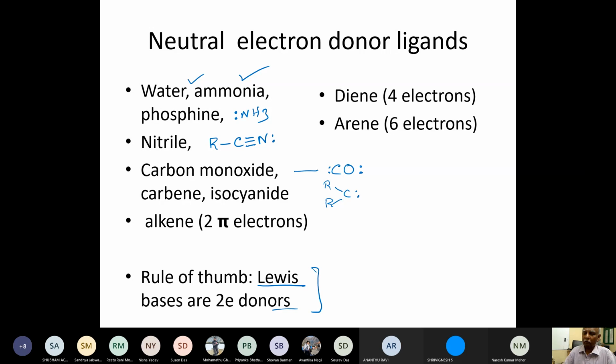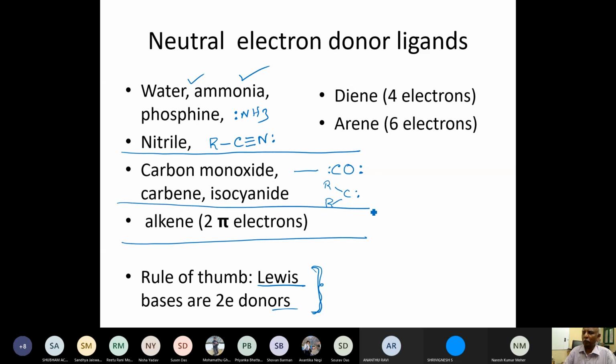So now the neutral electron counts: water, ammonia, phosphine, they are all Lewis bases. They are 2 electron donors. And there are other unusual molecules like carbenes. In fact, carbon monoxide is very similar to a carbene. And isocyanide is also an unusual molecule, R–N triple bond C. That's one way to write it.